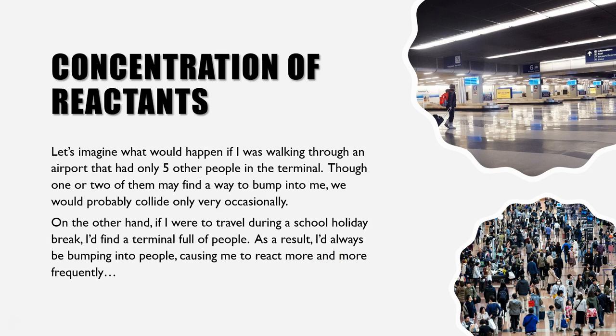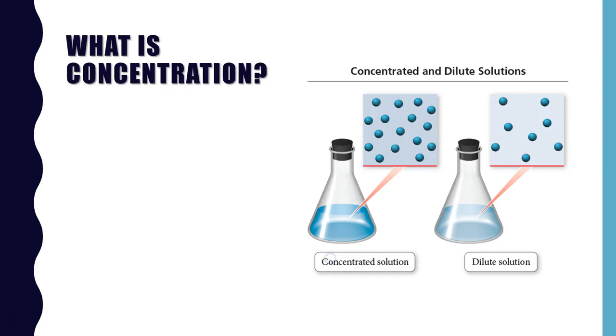The same can be said for reactants when they're dissolved in solution. When we have a concentrated solution, what we're saying is that there is a large amount of particles in a given area, like a crowded airport. If we have a dilute solution, then it means that we have very few particles in solution. There's not actually much going on. There are large spaces between the particles, so there's going to be less chance for them to collide.